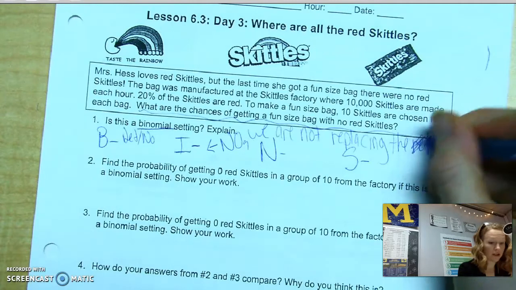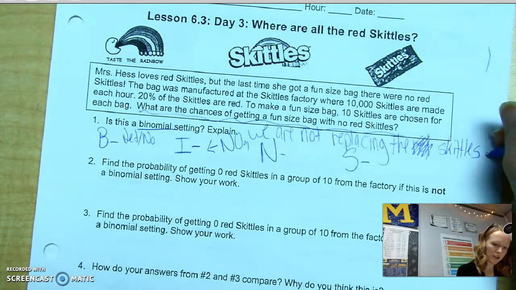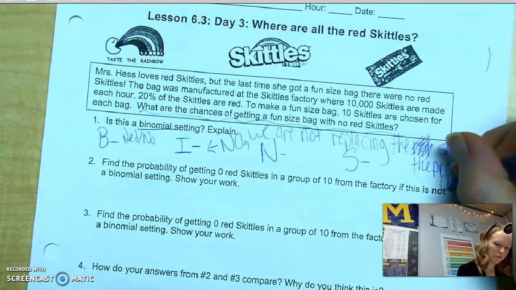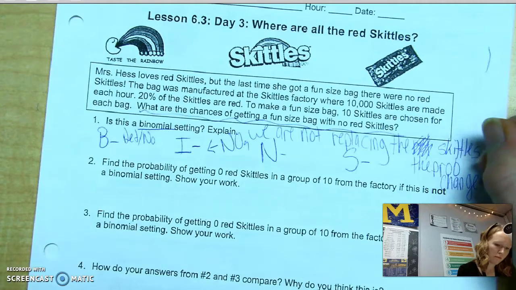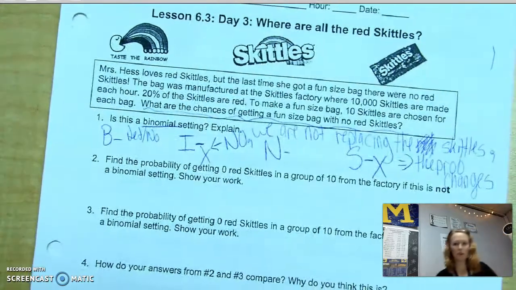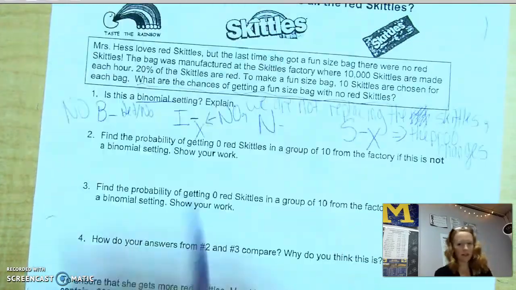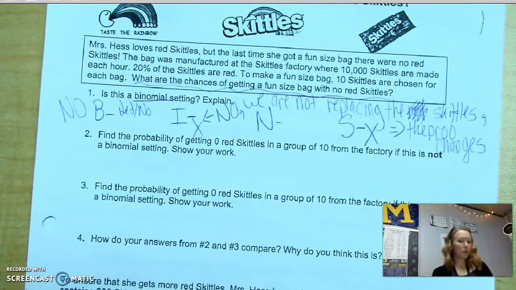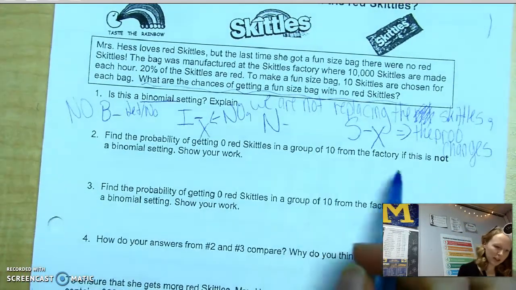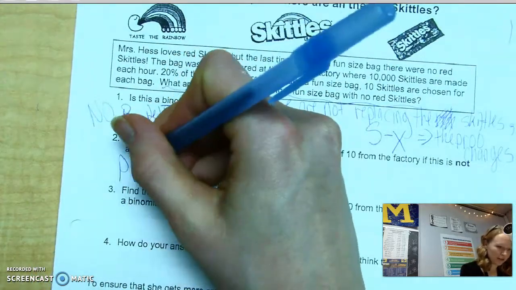Or any of the Skittles at that. We're choosing 10 Skittles. If we're not replacing the Skittles, that means the probability changes, right? So we're really breaking independence and the same probability piece there. So this is a no, not binomial. But we still can find the probability of getting 0 red Skittles in a group of 10 from the factory. If this is not a binomial setting, though, we're going to have to do this the hard way.